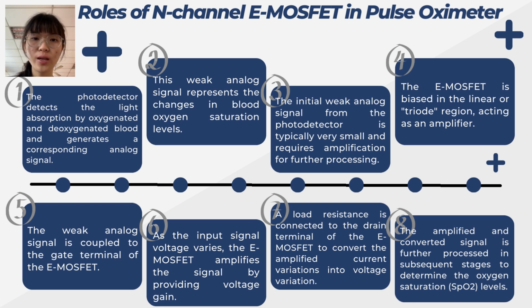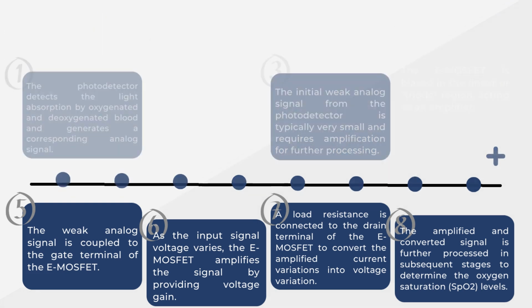Later, the weak analog signal is coupled to the gate terminal of the E-MOSFET. As the input signal voltage varies, the E-MOSFET amplifies the signal by providing voltage gain. A load resistance is connected to the drain terminal of the E-MOSFET to convert the amplified current variation into voltage variation. Lastly, the amplified and converted signal is further processed in subsequent stages to determine the oxygen saturation levels.